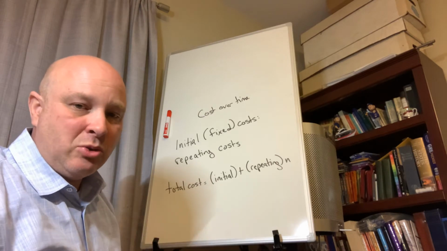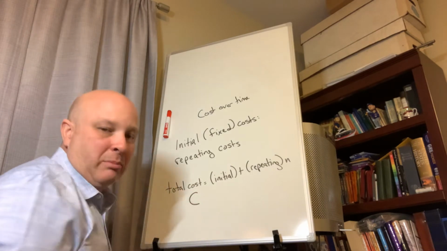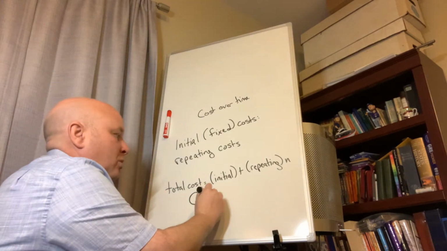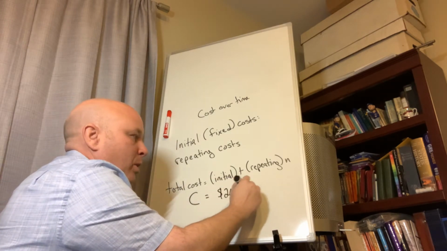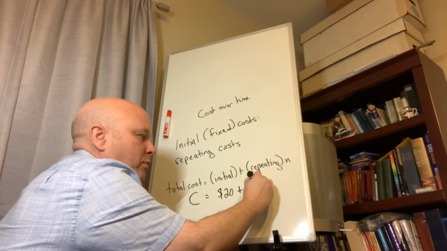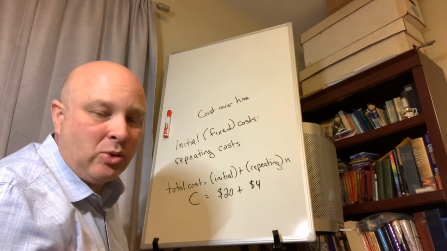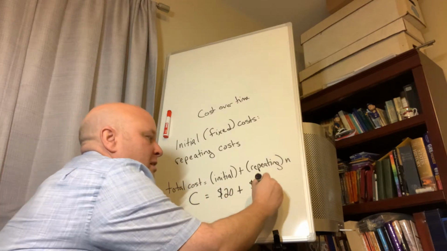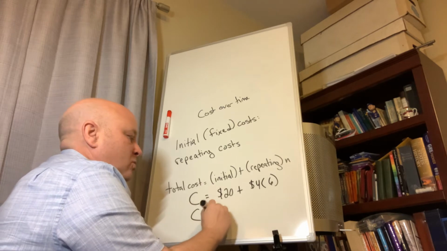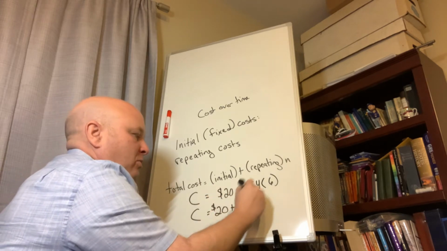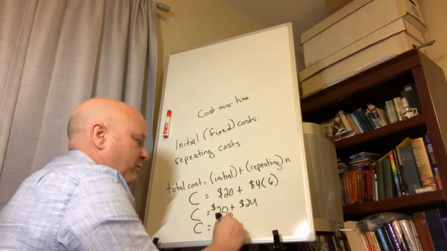Okay, so let's use this example of the app. My total cost, which I'm going to call a big capital C, equals my initial cost, which we said was $20, plus my repeating cost, which we said was $4, times N, and N is the number of times it's repeated. So if it's 6 months, I'm going to say times 6. Okay, so my total cost is going to be $20 plus $24, or my total cost is going to be $44.